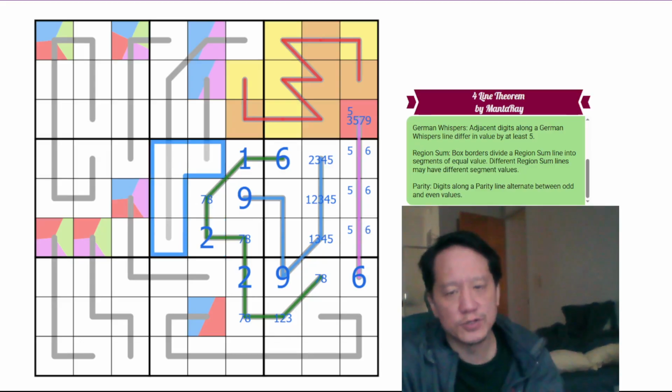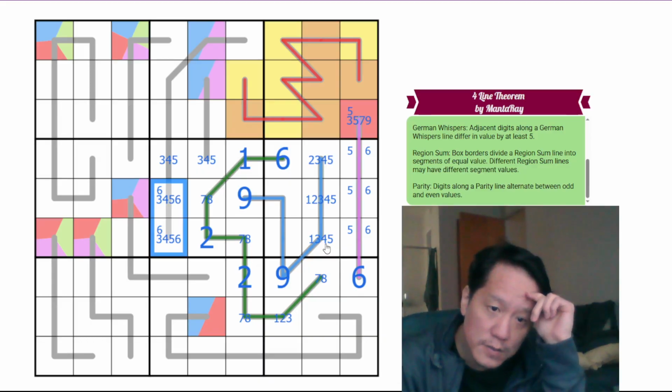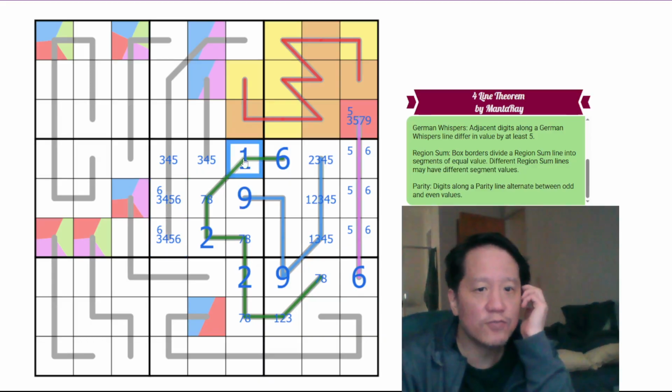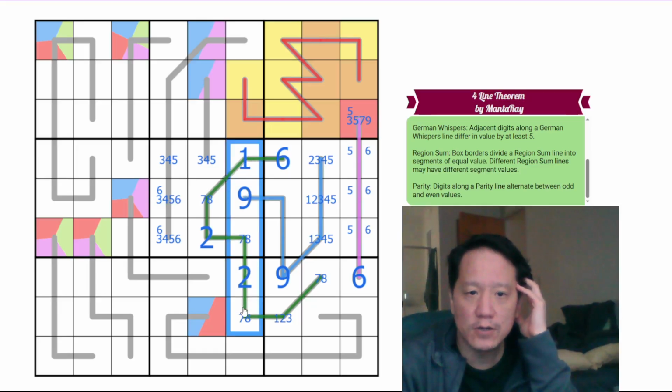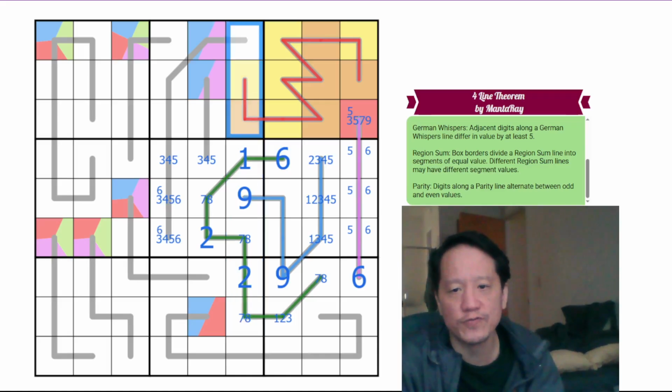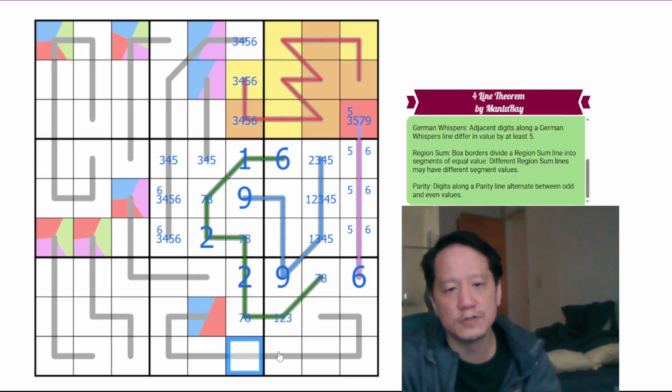Rest of the digits are 3 through 6. That's interesting. So this can't be 6, so one of these would be 6. We have 1, 7, and 9 here. Remaining digits in column 6 would have to be 3, 4, 5, 6 also. Interesting. This would be 6. So this would be guaranteed to be 3.